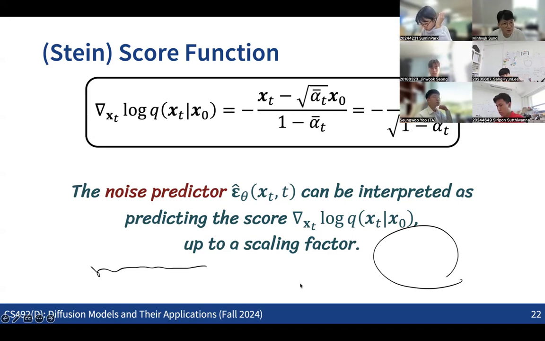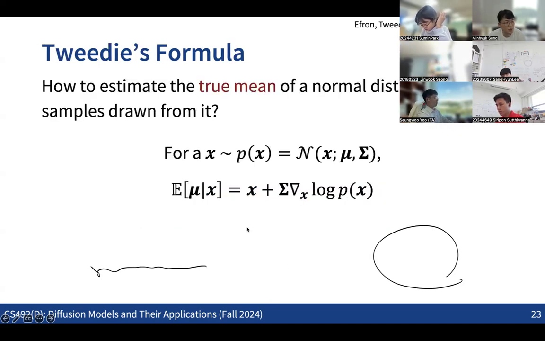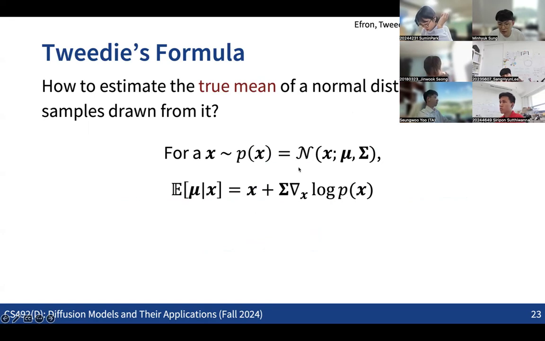And the interesting thing is that we can derive the same formulation using Tweedie's formula. Tweedie's formula is an interesting formula. Let's think about the case where we have a probability density function, which is known to be a Gaussian distribution.